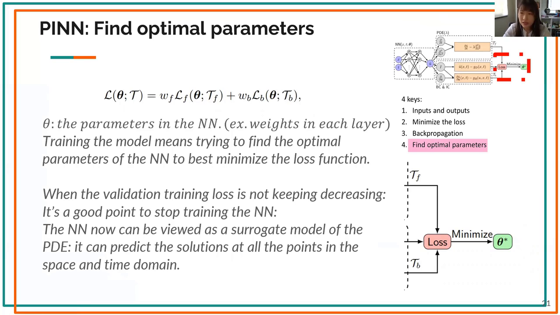Okay, so after that, we can start to find the parameters. The parameters theta in the neural network are just weights, for example, the weights in each layer. Training the model means trying to find the optimal parameters of the neural network to best minimize the loss function. When we train a model, we have some training points, and the neural network will learn the loss from the training data set.